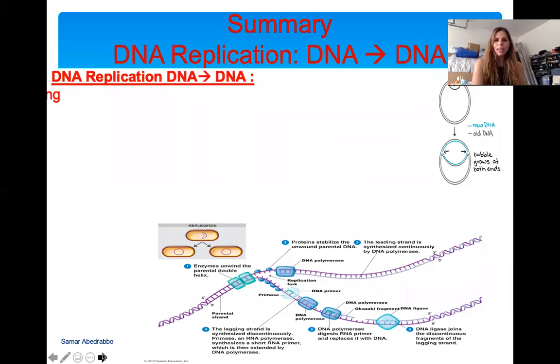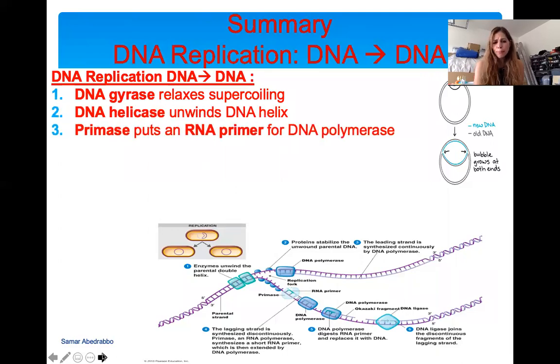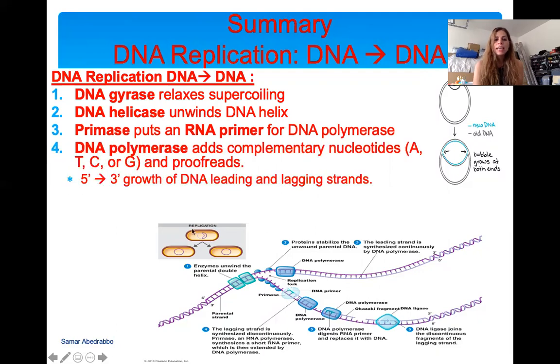So to summarize DNA replication, DNA gyrase or topoisomerase is the first enzyme that comes to relax supercoiling. Then we need to unwind the helix, and that's DNA helicase. Then primase comes and puts an RNA primer for DNA polymerase to sit on. DNA polymerase is the enzyme that makes DNA, so we're making new DNA here. So it's the one that will add complementary nucleotides, and it will proofread. Proofread means that if it made a mistake, like accidentally putting C where it should have put A, it will go back and fix it, and we'll talk about proofreading later.